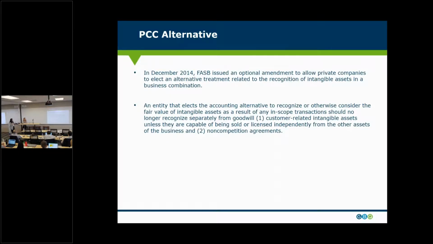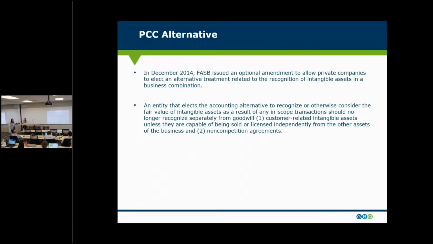I also want to mention this PCC alternative. PCC stands for Private Company Counsel Alternative. Obviously, purchase price allocations are expensive, they take time. I'd say the average price, call it like 20,000 for us to do one of these. So obviously, there's expense and time associated with that.